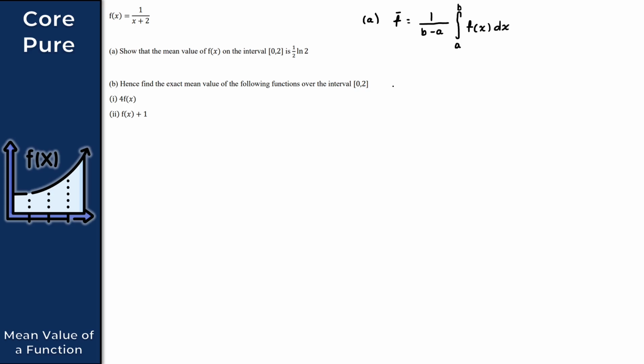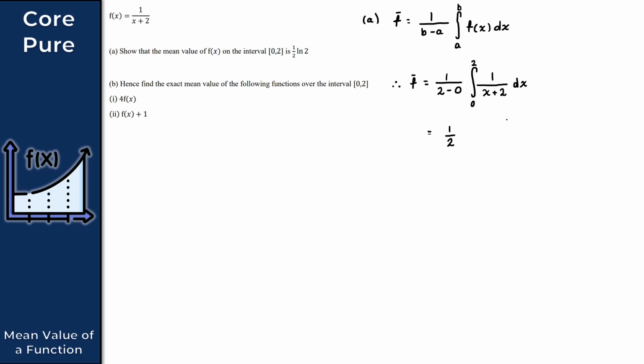Okay. So in that case, what do we get for f bar? We obtain 1 all over 2 minus 0, times the integral from 0 to 2 of f of x, which is 1 all over x plus 2. And don't forget that we're integrating with respect to x, so dx there. Let's simplify this and evaluate the integral. 1 all over 2 minus 0 just gives us a half.